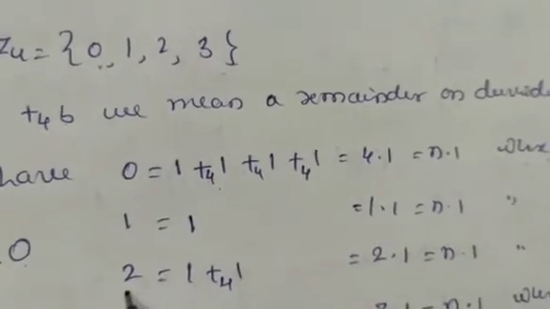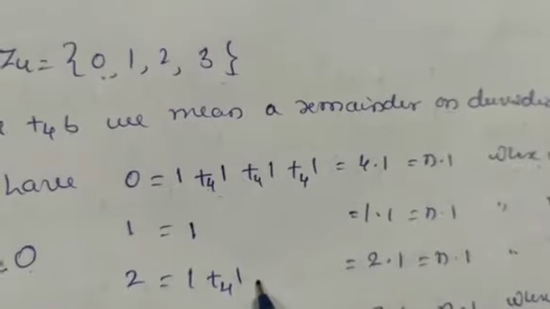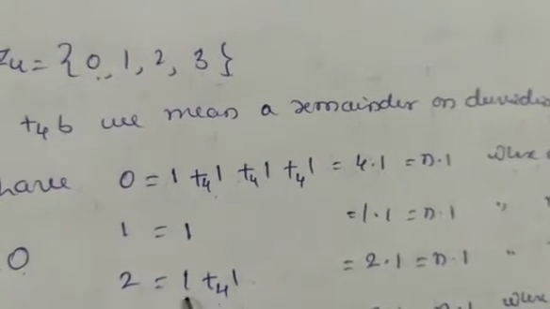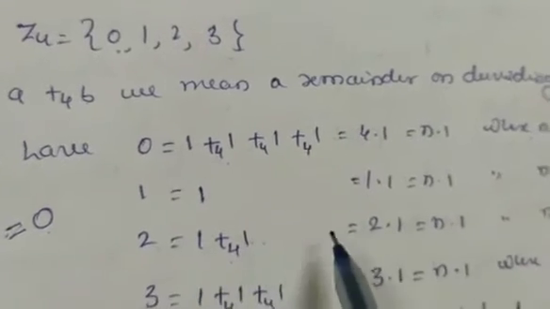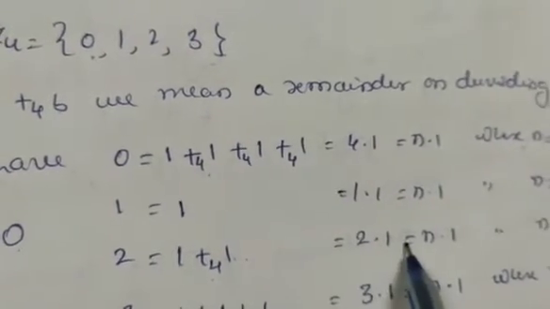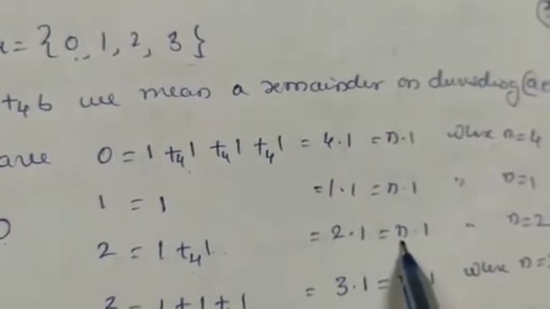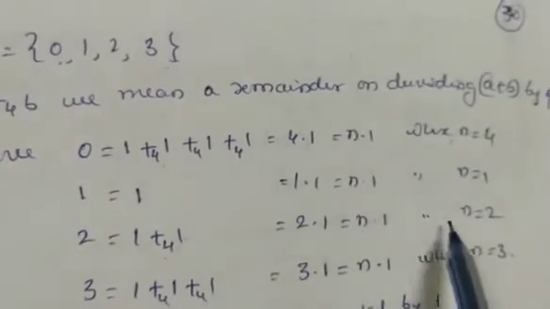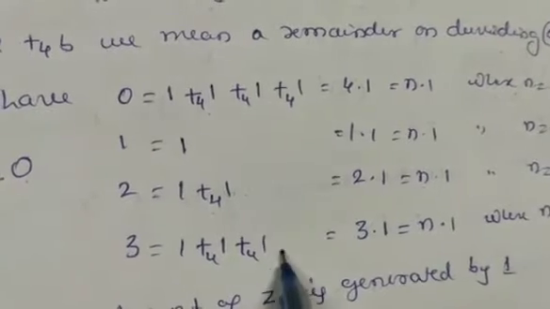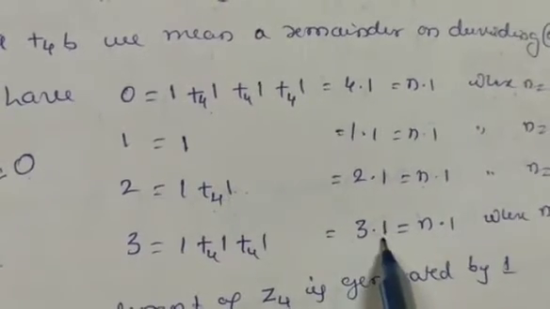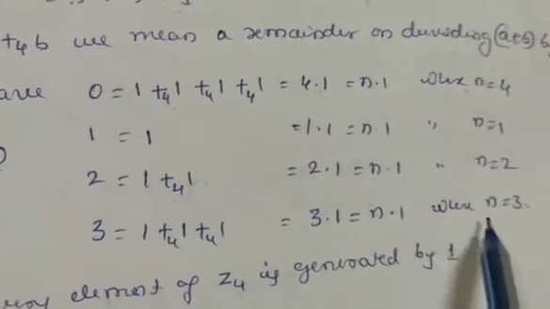This 2 is nothing but 1 plus 1, and under addition mod 4 it is 2 only, because 1 plus 1 is 2. If you divide 2 by 4, the remainder is 2 only. So this is 2 into 1, where n is equal to 2. Now 3 is nothing but 1 plus 1 plus 1. So it is nothing but 3 into 1, which is n into 1, where n is equal to 3.